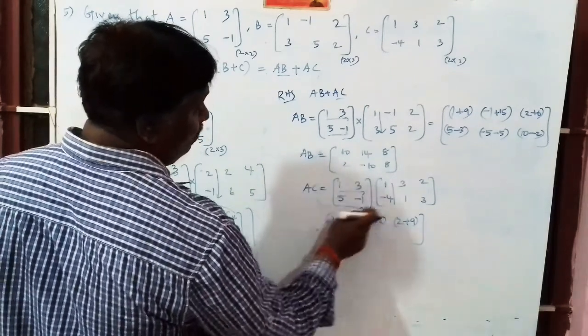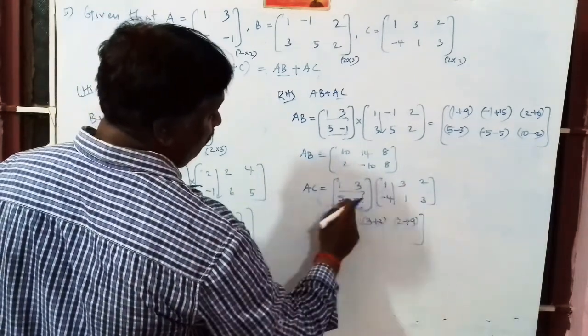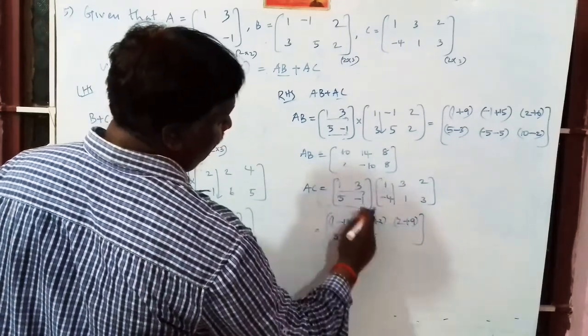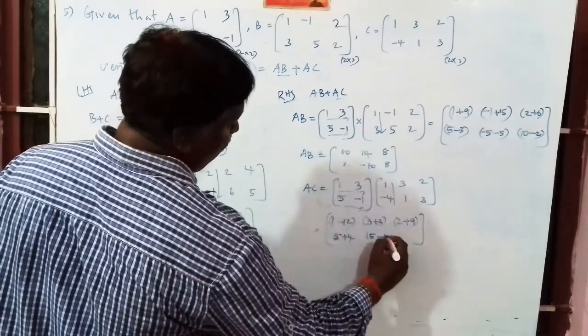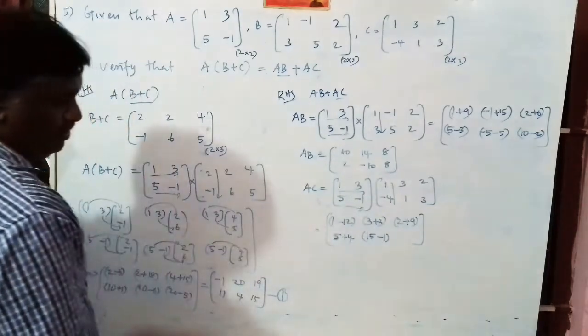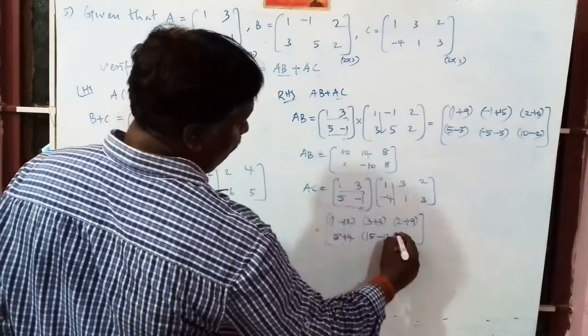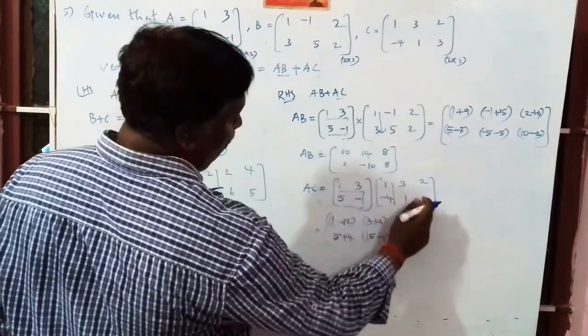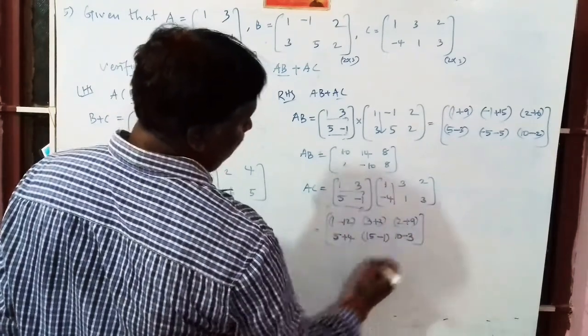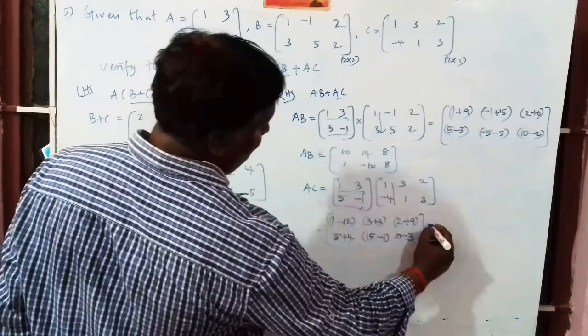Next, second row and second column: 3 into 5 equal to 15, minus 1 into 1 equal to minus 1. Next, second row, third column: 5 into 2 equal to 10, minus 1 into 3 equal to minus 3. Now simplify.